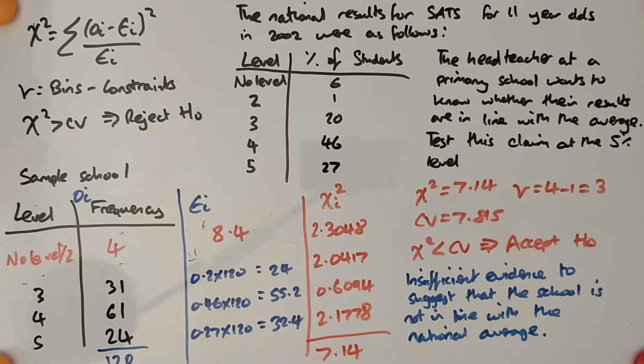Okay, so my H0 here should have been that the school is in line with the national average. H1, the school is not in line with the national average. So here I do not have enough evidence to say it is not in line. So this is an average school from this data. And that's about it for Chapter 6 AS chi-square tests.